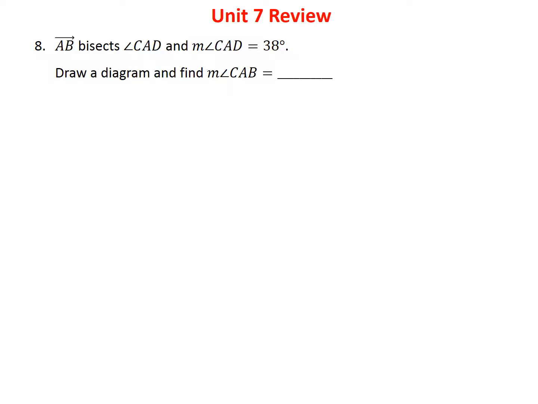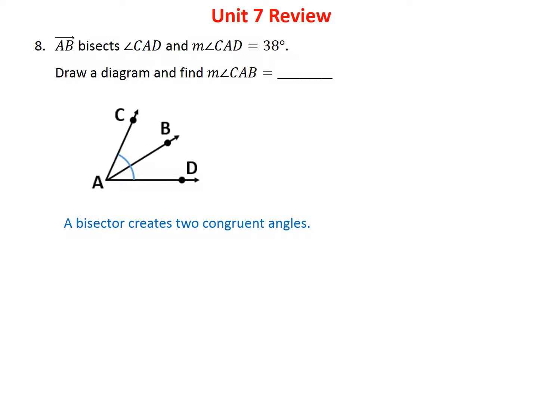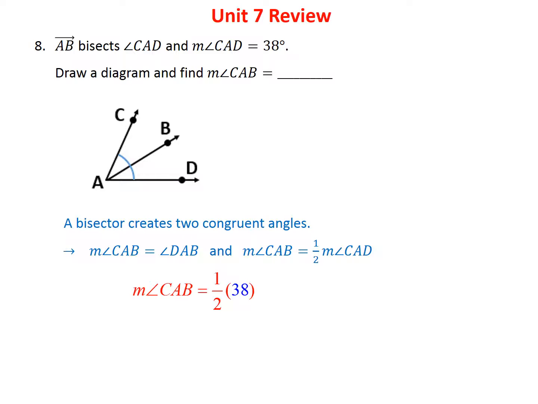Problem 8 is one of those problems that asks you to draw a diagram, because if you do, the answer is pretty simple. If I draw a diagram of CAD and then I have a bisector AB, notice the bisector cuts the angle in half. So it creates two congruent angles. In other words, the two angles CAB and DAB are equal to each other. Or another way I could say it is that either of these angles, like the measure CAB, is going to be half of the whole angle. Well, they told us above that the whole angle is 38 degrees. So guess what? The measure of the small angle is going to be half of 38, or simply 19 degrees.